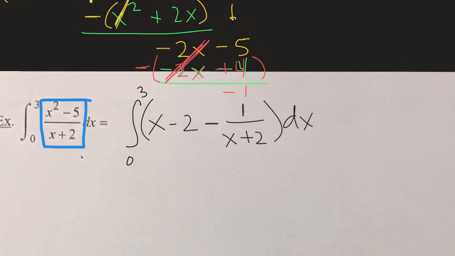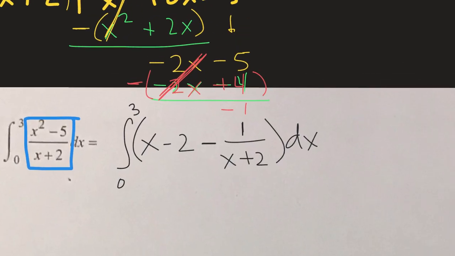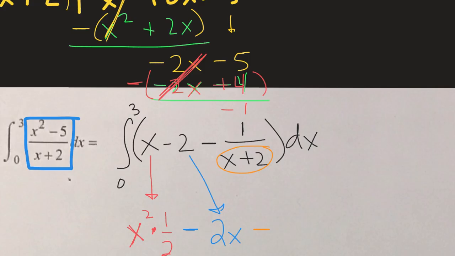So let's look at the antiderivative one piece at a time. Okay, what's the antiderivative of x? x squared times 1/2, right? Because we add 1 to the power, and then we multiply by the reciprocal. Minus, what is the antiderivative of 2? That is 2x. Minus, what's the antiderivative of 1 over x plus 2? That's the natural log of x plus 2.